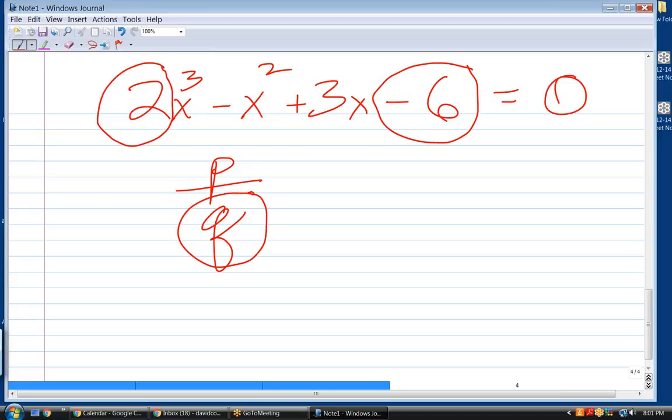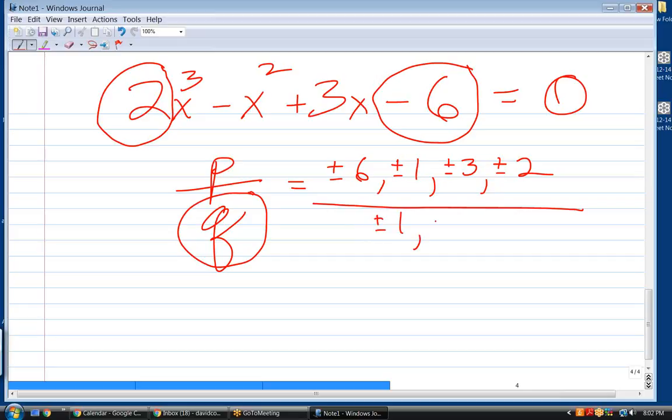Okay? So what are all the possible P's? All of them are plus and minus. Just know that. So, let's start with 6 and 1, and then go down. And then 2 and 3 are the only other two. So those are all my possible numerators. What are my possible denominators? Plus or minus 1 and 2.